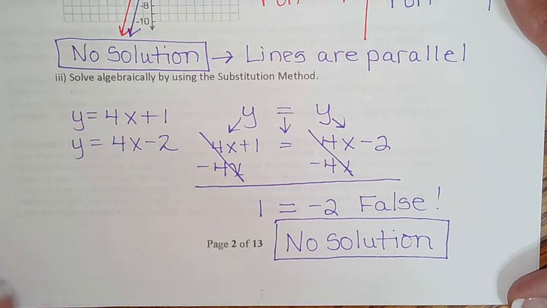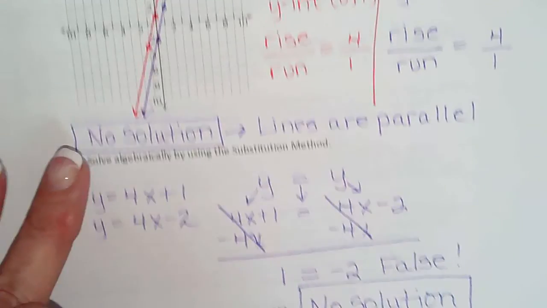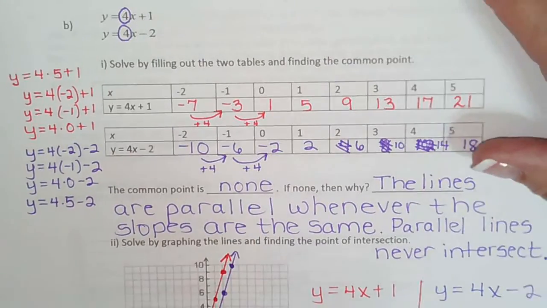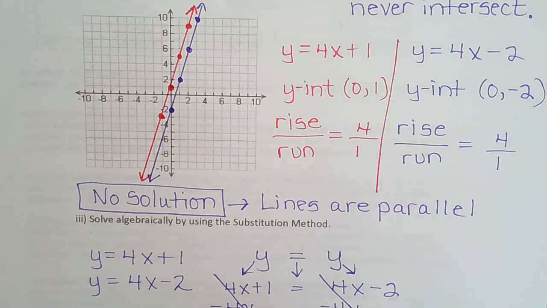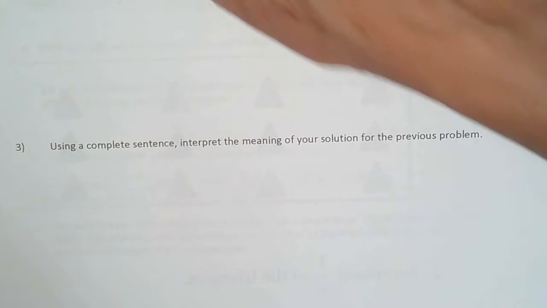There we go. So 3 different ways and the same answer each time. No solution, no solution, no solution. Okay, let's move on to page 3.